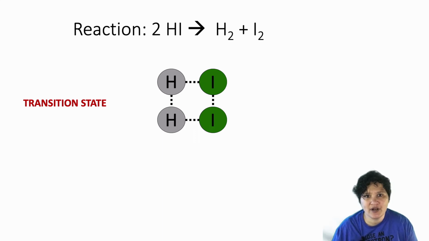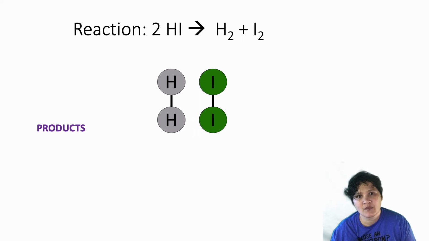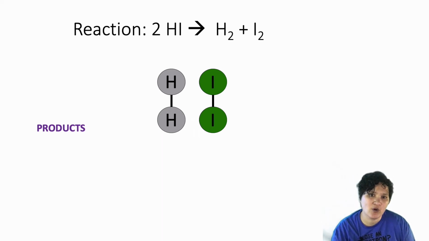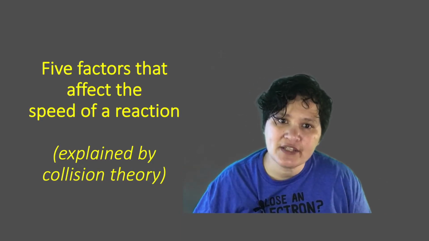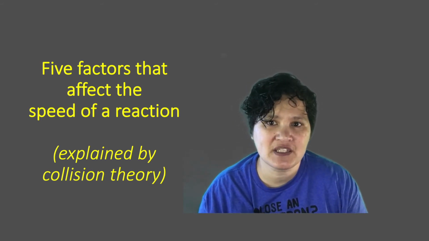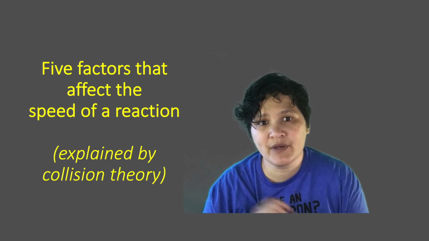And then you go on to your products, where you have the new bonds in and the old bonds completely gone. So again, the transition state is what happens in between where the old bonds are and where the new bonds are. Okay, so understanding those basics about collision theory helps us understand a number of factors that affect the speed of a reaction. And we are going to talk about 5 of those factors one by one.